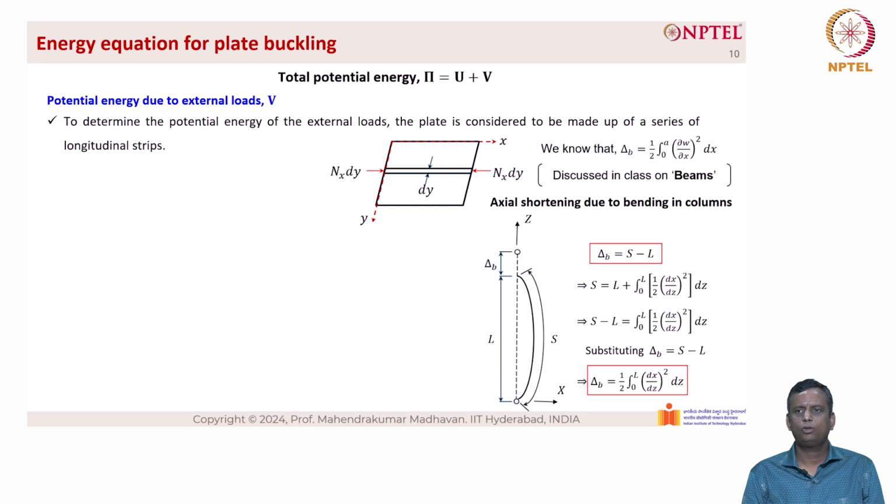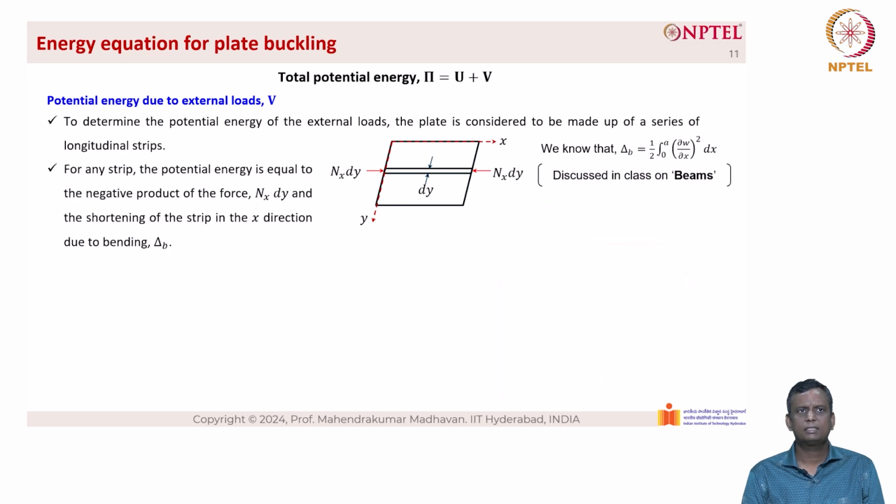Here in columns the out-of-plane displacement is x, and hence (dx/dz) the whole square is coming inside the integral, whereas in the plates the out-of-plane displacement is w, and hence δ_B is equal to half into ∫ from 0 to a of (∂w/∂x) the whole square dx.